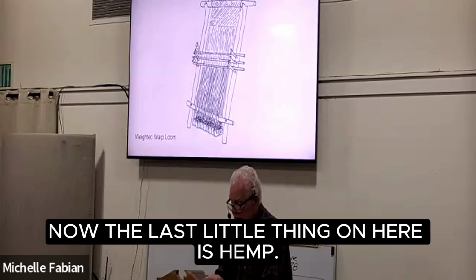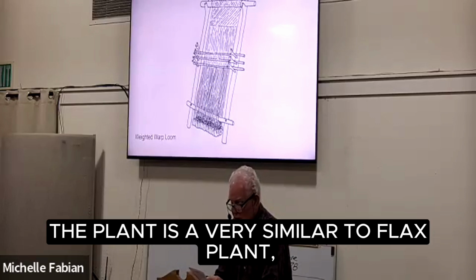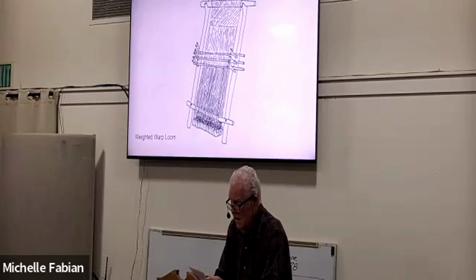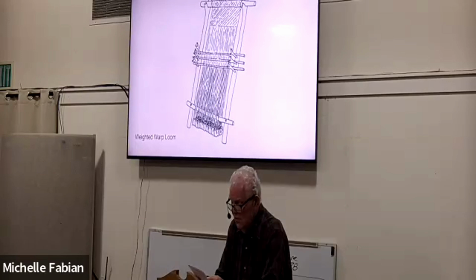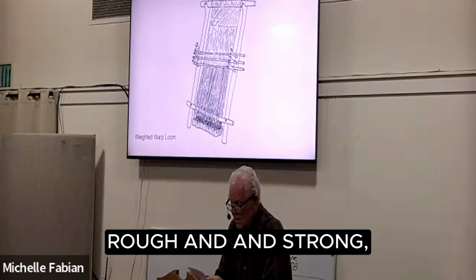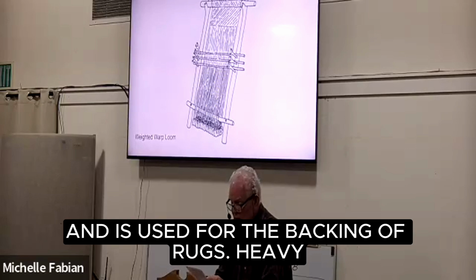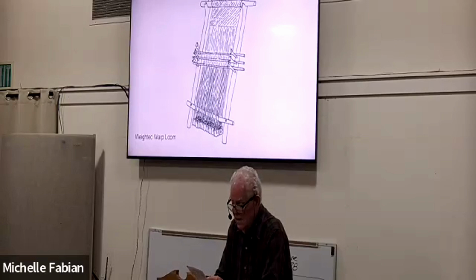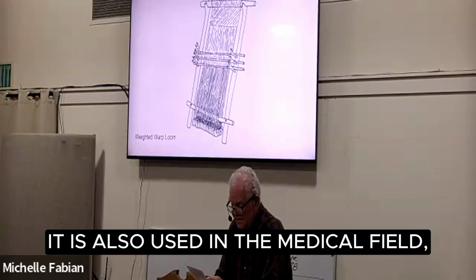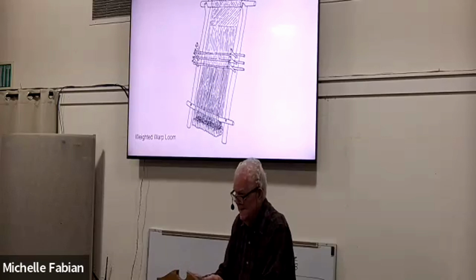Now, the last little thing on here is hemp. The plant is very similar to the flax plant, and the process is the same. The fibers are larger, rough, and strong, and are used for the backing of rugs, heavy ropes, and burlap. It is also used in the medical field. And then for pleasure, marijuana. That's where it comes from.